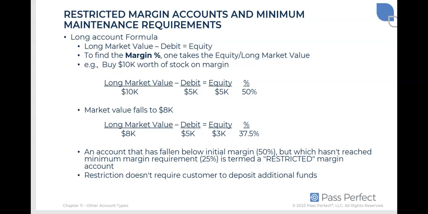Now, if it's below the 50% margin requirement, the account is restricted. Restricted is not a bad thing. It just means that they don't have to add more funds. It's just that before they can place another trade, they're going to have to deposit at least 50% of the proceeds of that purchase. They don't have any margin value or any loan value because the account is below the 50% requirement.